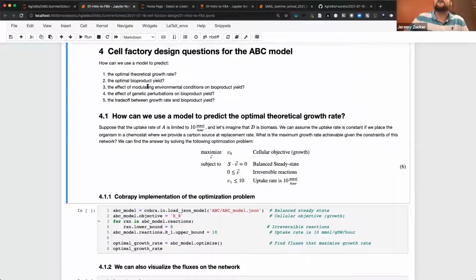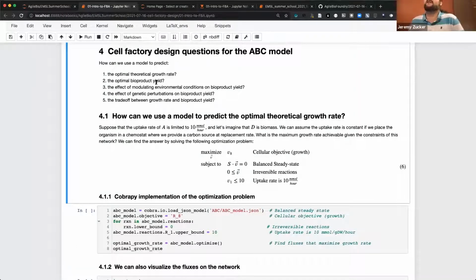So the questions that we're interested in most are, first of all, predicting the optimal theoretical growth rate. So we want to know how fast this bug can grow given a particular set of nutrient conditions. The next question we want to ask is, how much bioproduct could it yield in the best case scenario? Because if your optimal bioproduct yield is 10 grams per liter, and your funding agency says you don't have success unless you have 20 grams per liter, you can say, well, hey, this is the best it can do, right?